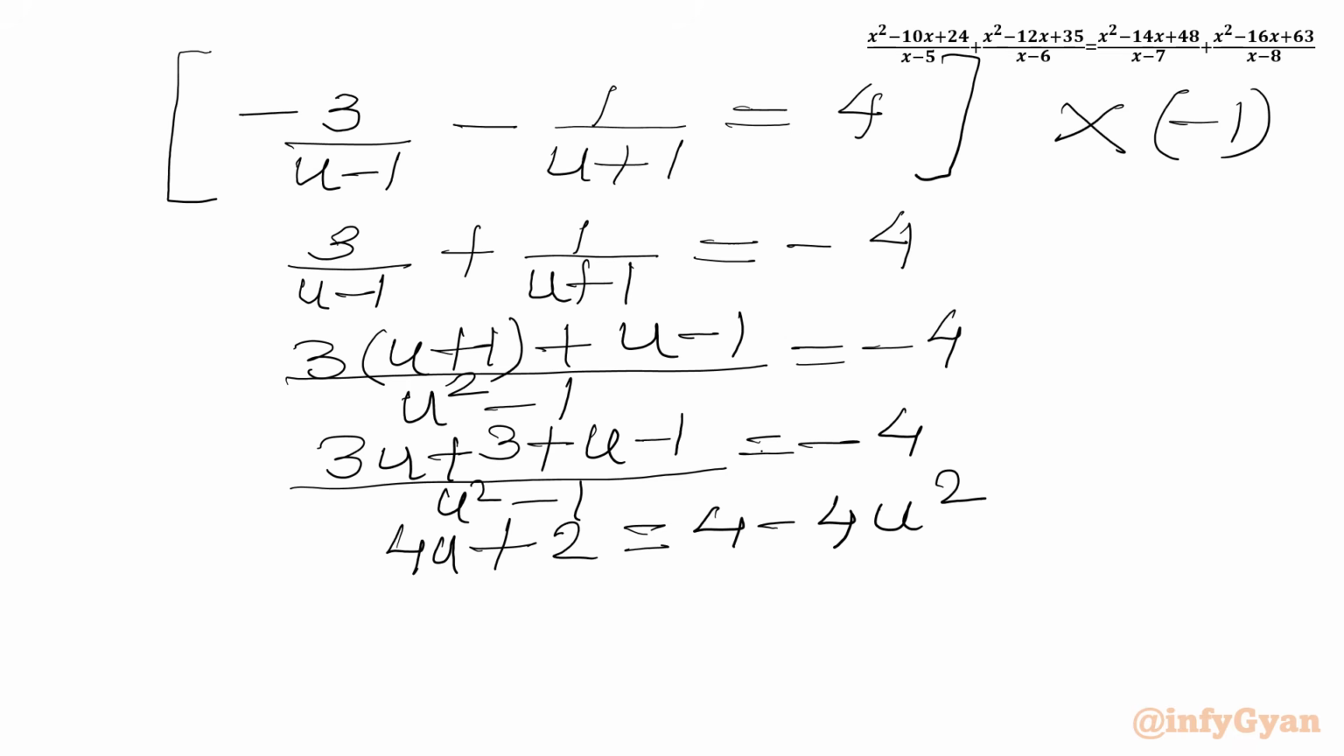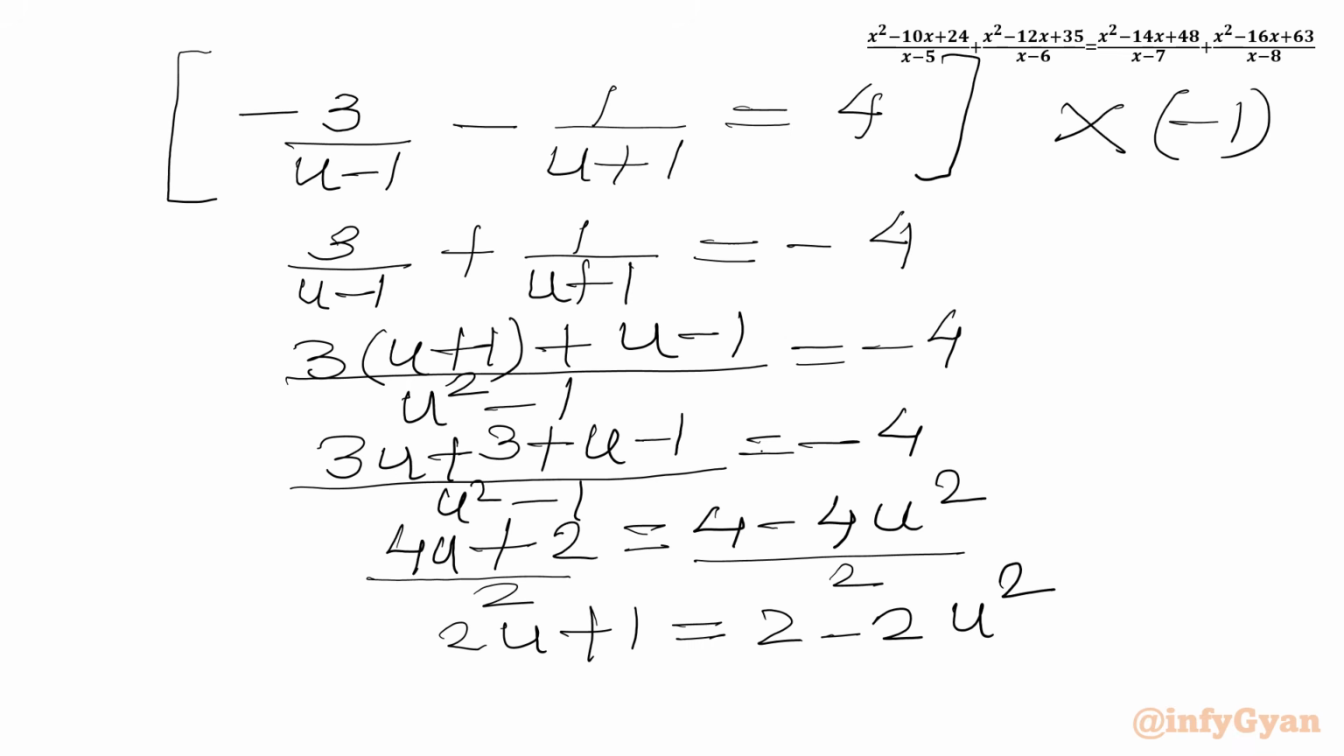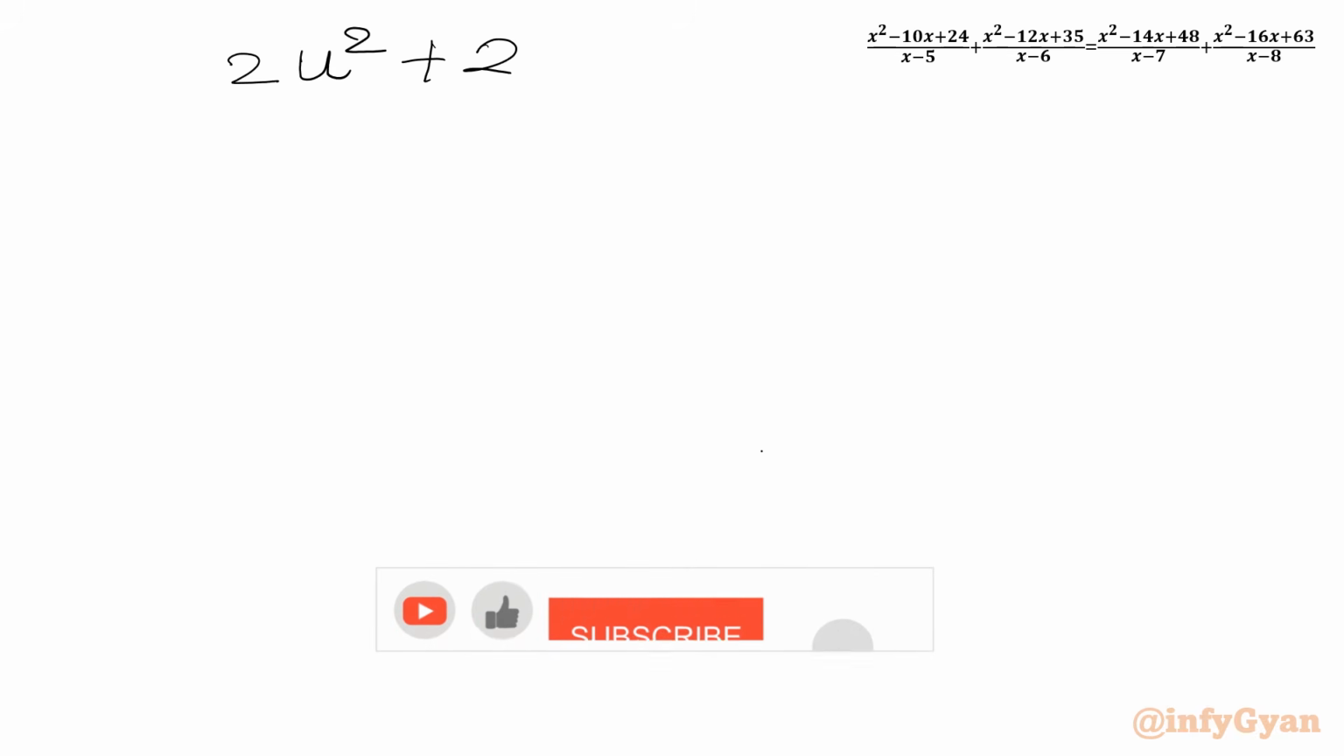Now we will write all the terms to one side. But before that, we will divide both sides by 2. So we can write 2u + 1 equals 2 - 2u². Let's write all the terms to the LHS. We will get 2u² + 2u, and 1 minus 2 is -1, equal to 0. So we have one quadratic equation. Let me write here 2u² + 2u - 1 = 0.